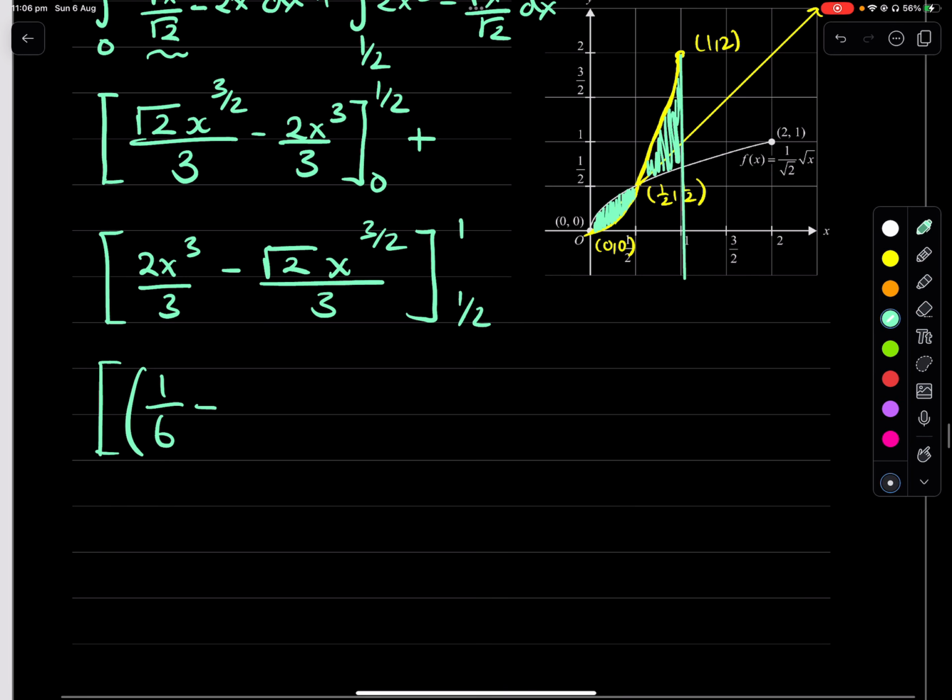Minus, next one, we'll put a half, so minus 2 times 1 over 8, negative 1 over 4 divided by 3, so times 1 on 3. That's negative 1 over 12.